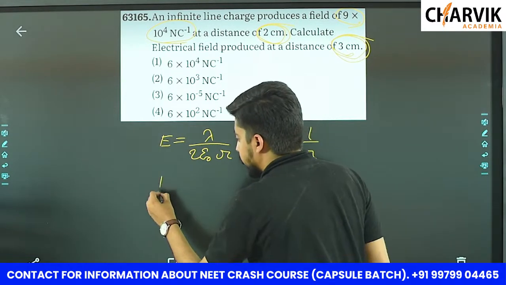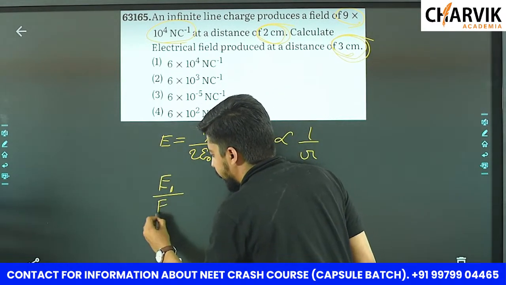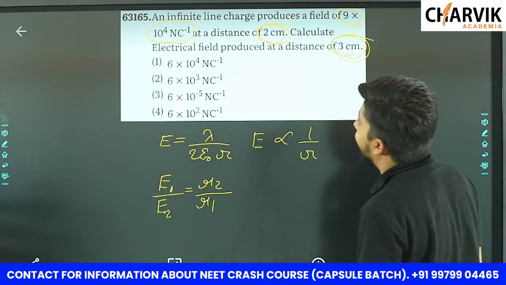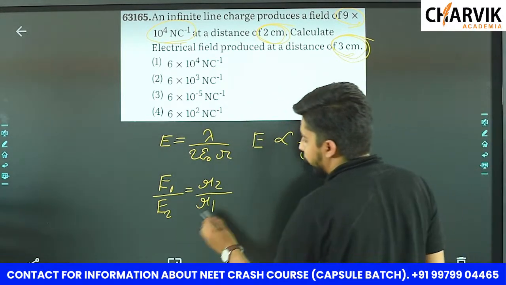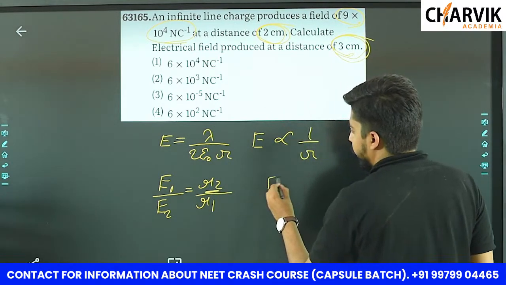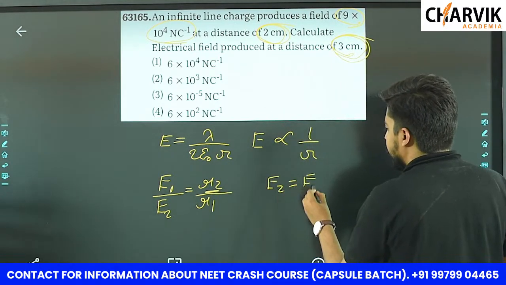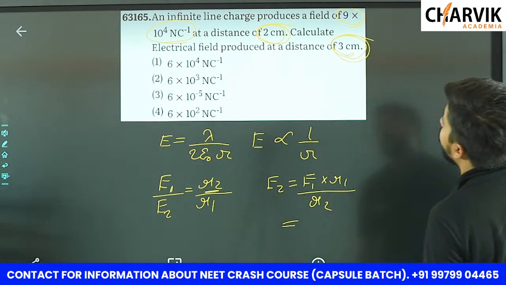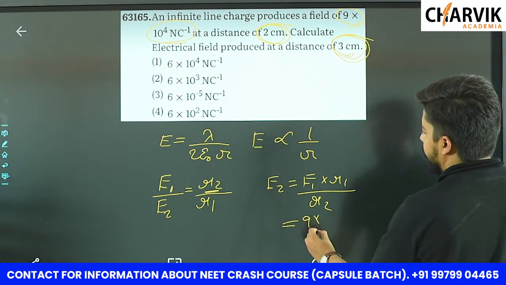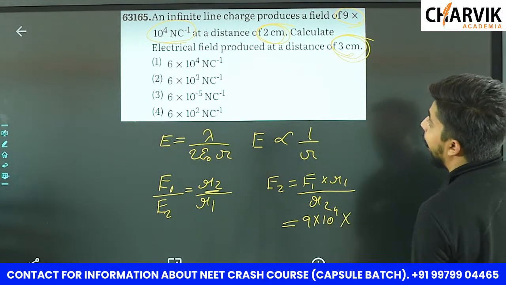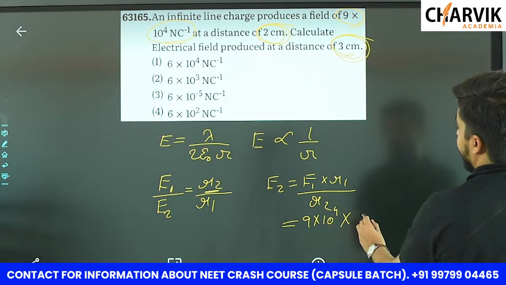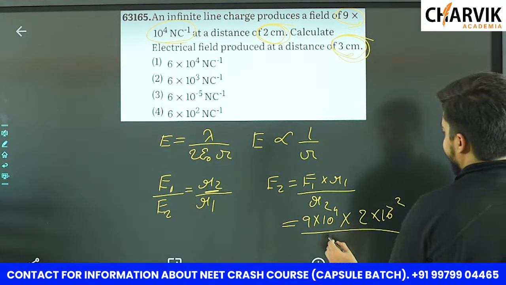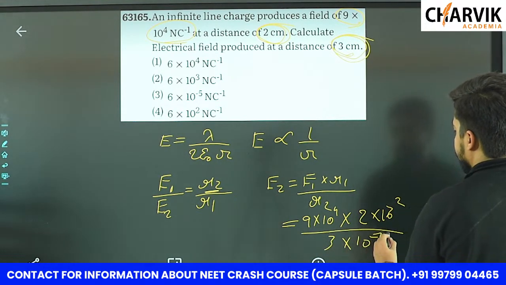So from this proportionality relation, we can say E1 upon E2 will be equal to R2 divided by R1. What are they asking? They are asking the electric field at some other distance. So the equation of E2 becomes E1 into R1 divided by R2. Value of E1 is given, which is 9 into 10 raised to 4, into R1. What is the value of R1? It is 2 into 10 raised to -2, divided by R2, which is 3 into 10 raised to -2.